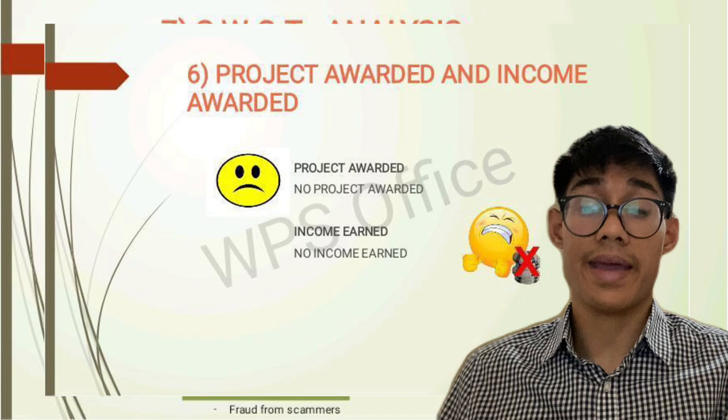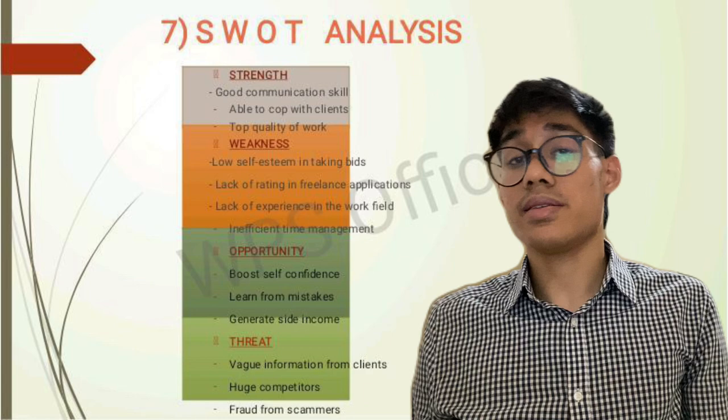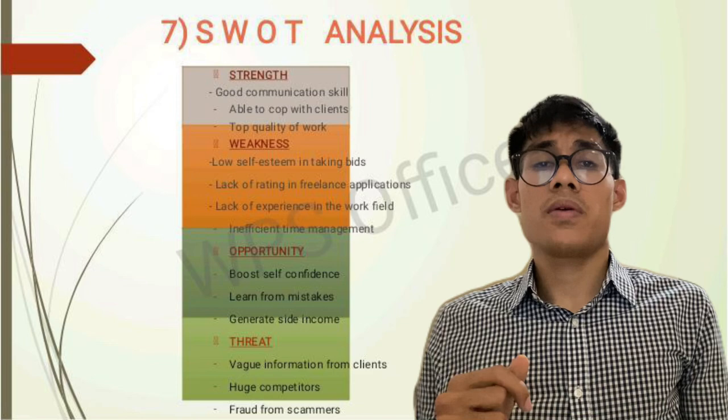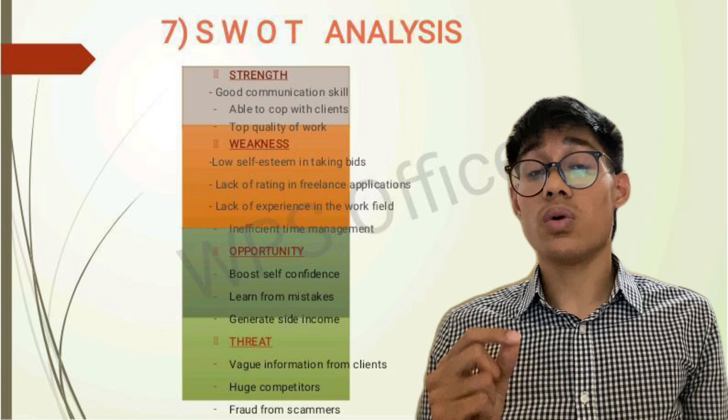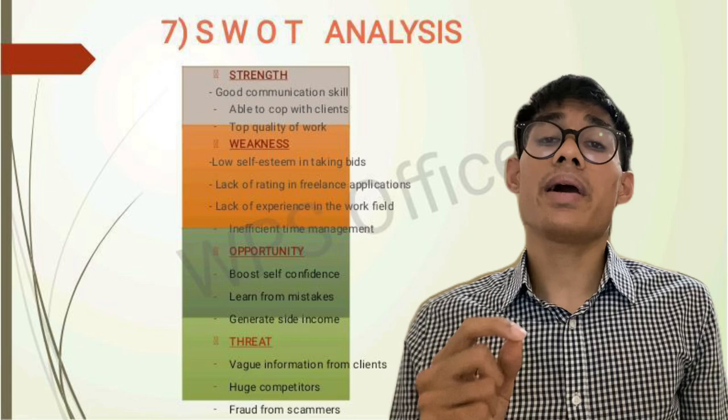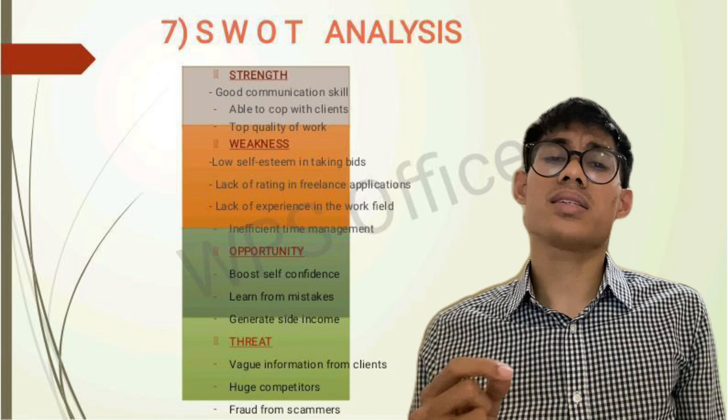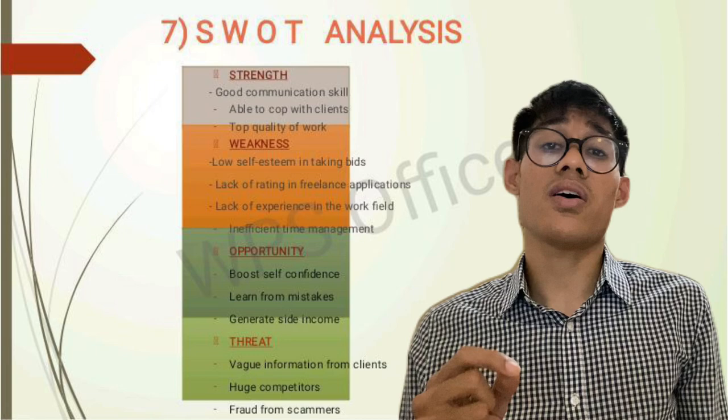So the last part of my presentation is my SWOT analysis. My first part is my strength. My strength is that I have good communication skills, and that's why I'm able to produce top quality work at Freelancer, and I'm able to cope with all the clients on the Freelancer application. For my weakness, I have low self-esteem in taking bids, because I have a lack of rating in my Freelancer application, and also I lack expertise in the work field.